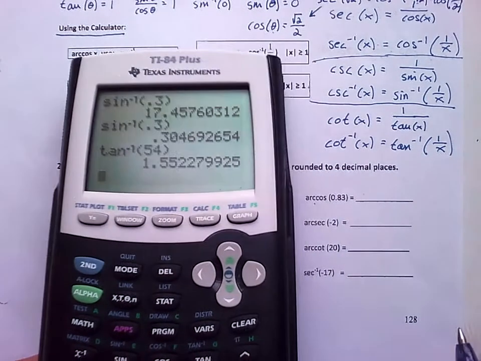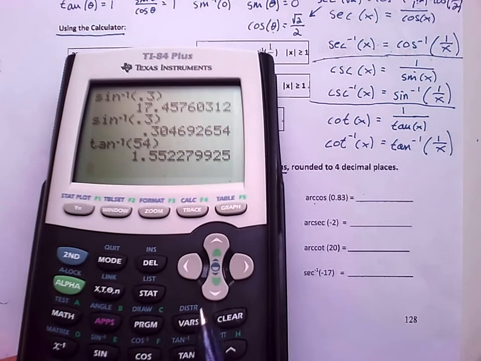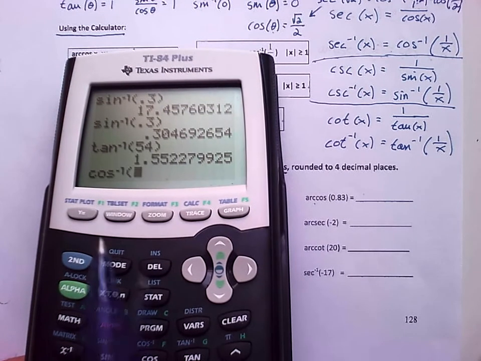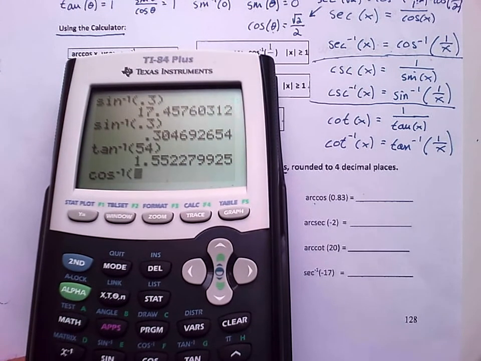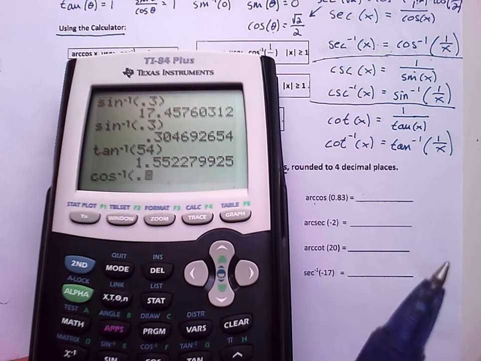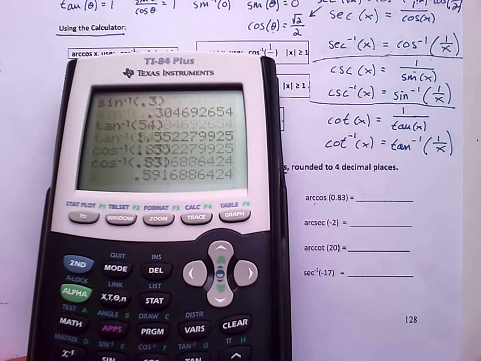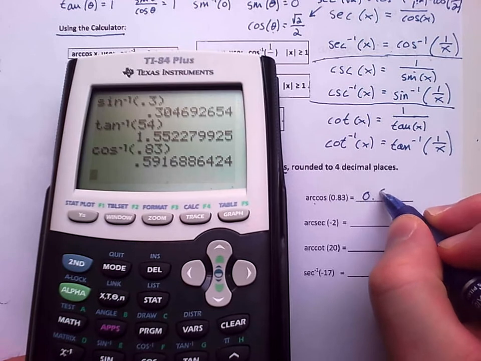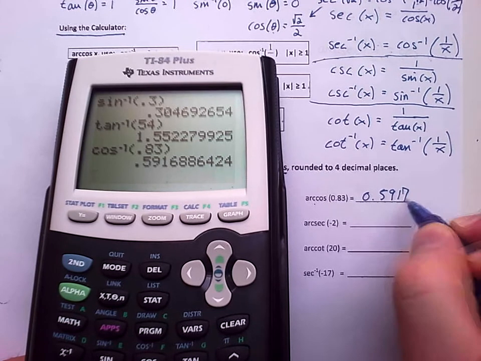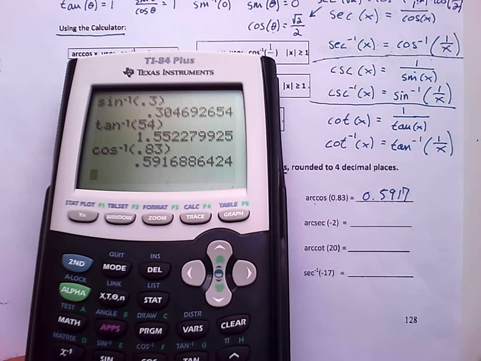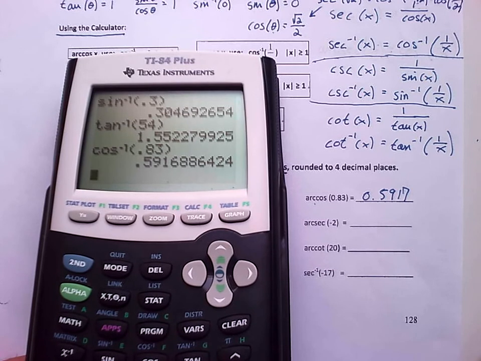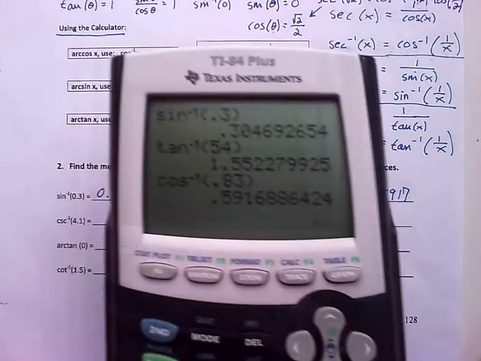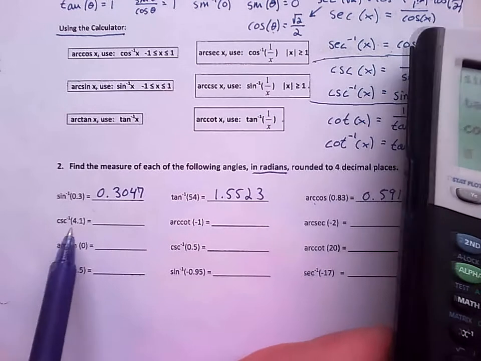Alright, for the arc cosine now, our cosine is going to be above the cosine function, so second cosine is going to get us to the arc cosine of 0.83. So we're going to get that this comes out to 0.5917 if we round it to 4 decimal places. I'm hoping that those first 3 are pretty simple.